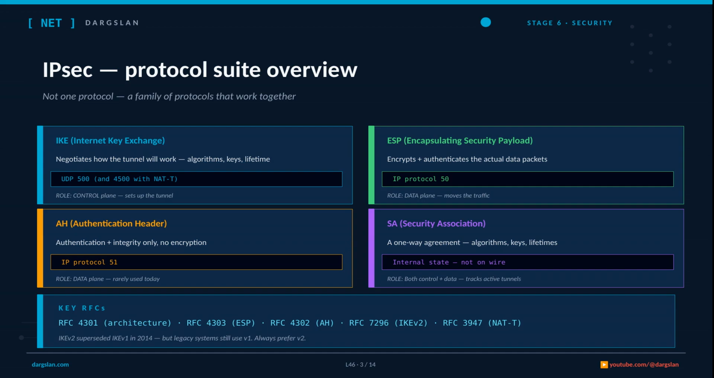One quick note on the RFCs, IKEv2 is defined in RFC 7296 and superseded v1 back in 2014. If you're building something new, always prefer v2.